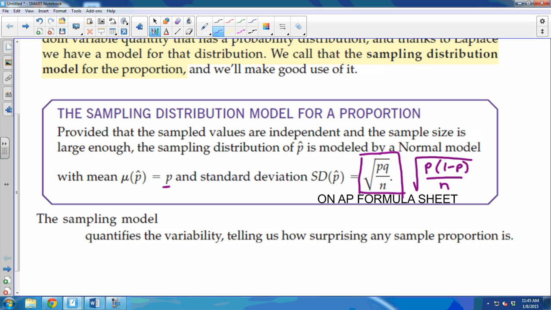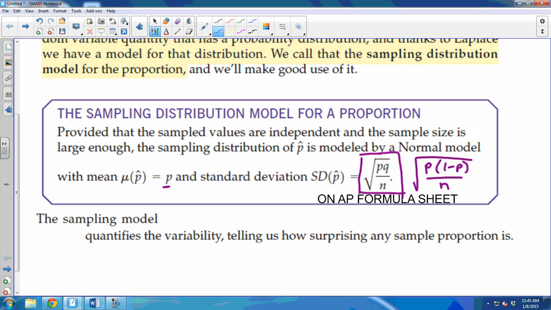And then hopefully yesterday we talked about this a little bit too, but the model quantifies the variability. So it tells us how surprising any sample proportion is. We have a model, and I'm looking for a specific value, some specific proportion, and it's so far away from the mean, I've got standard deviations to quantify that now. It's 4.5 standard deviations above the mean. It's 2 standard deviations below the mean. It's 1.5 standard deviations above the mean. Right? Now I know how variable it is. So now I might know how unusual something is. That's why this model is important. Now I can do stuff.